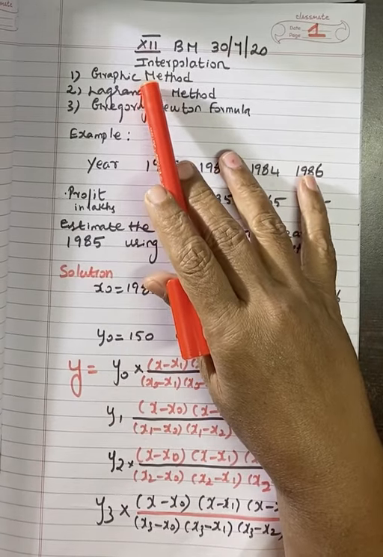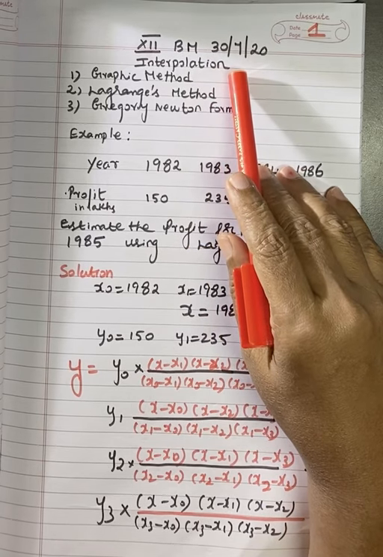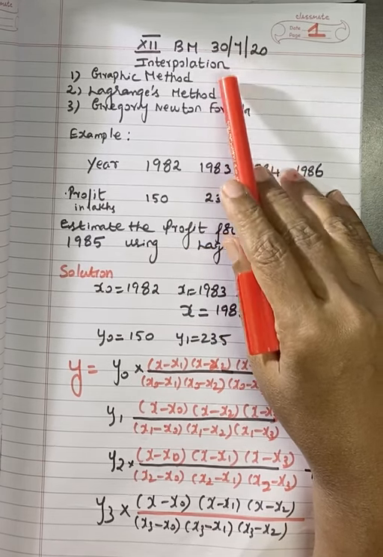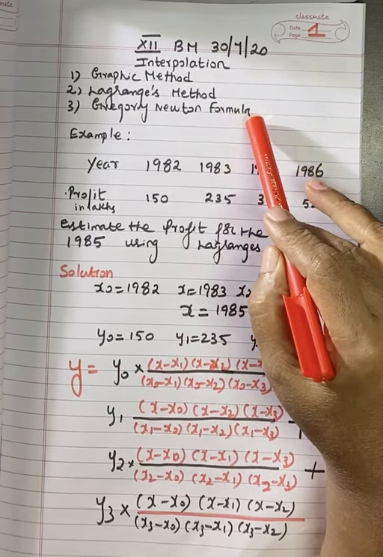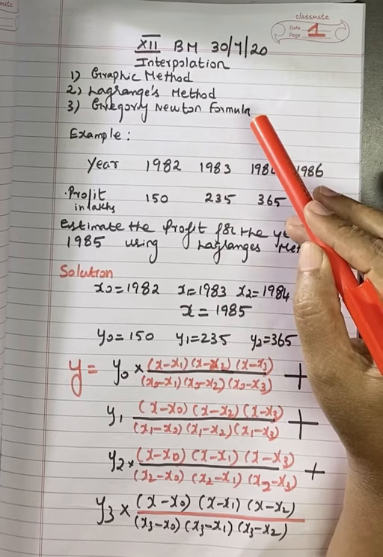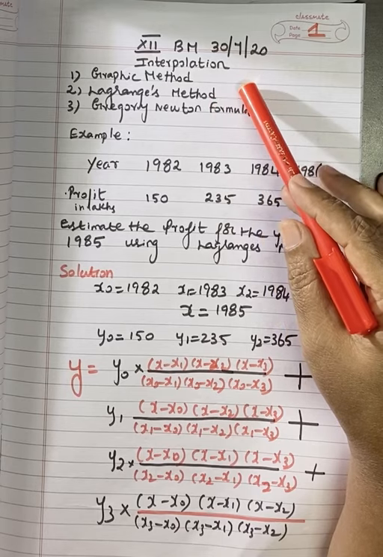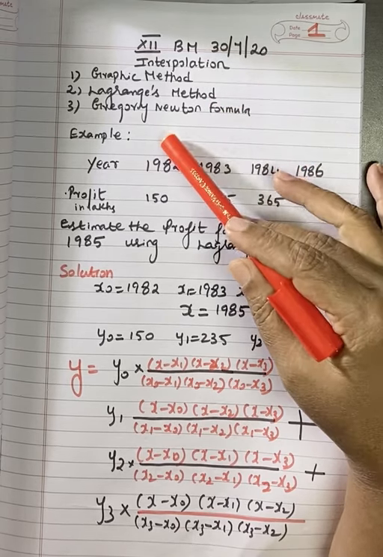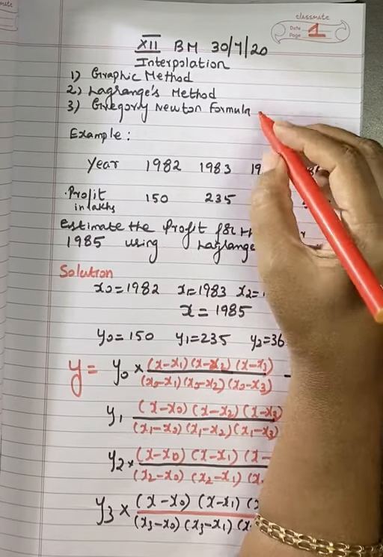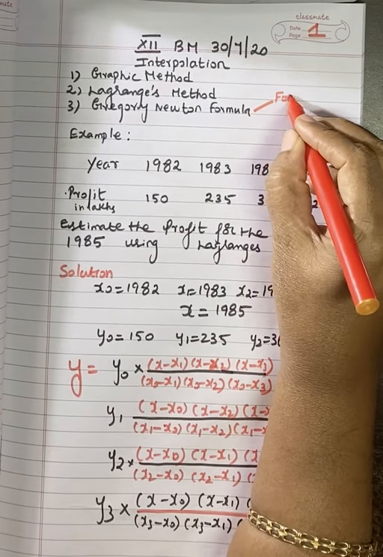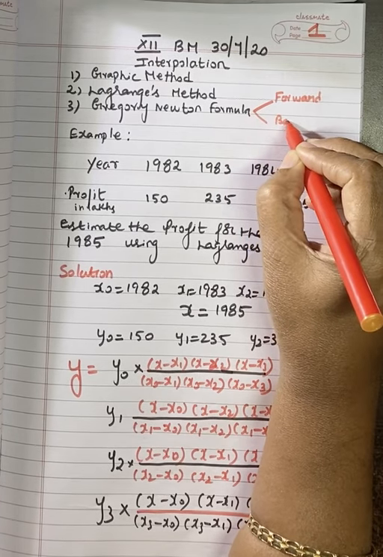In last class, we learnt about interpolation. Interpolation means estimating some value of y with given values. We can use three methods to interpolate the value. One is the graphic method, another one is Lagrange's method, another one is the Gregory-Newton formula. Here we have two types: one is forward, another one is backward.